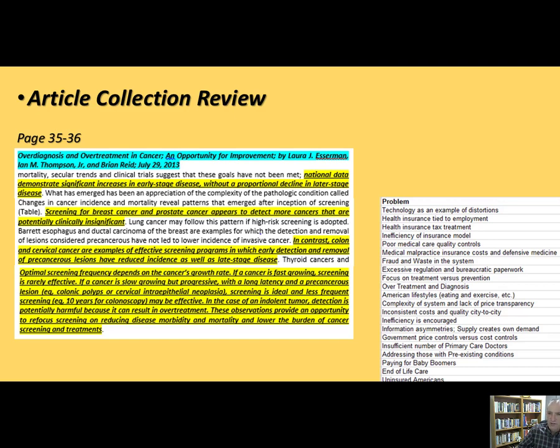If a cancer is slow-growing but progressive with a long latency and a precancerous lesion, screening is ideal, and less frequent screening, like me with colonoscopies every 10 years, may be effective. In the case of an indolent tumor, detection is potentially harmful, because it can result in overtreatment. You know, we're talking about surgery here. Surgery for something that will never do you any harm, you won't even notice it. These observations provide an opportunity to refocus screening on reducing disease morbidity and mortality and lower the burden of cancer.